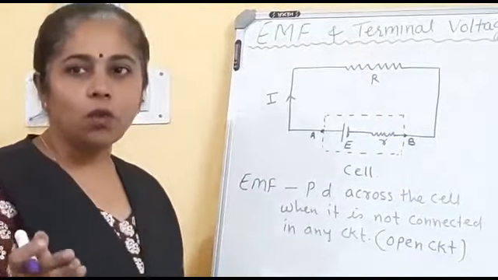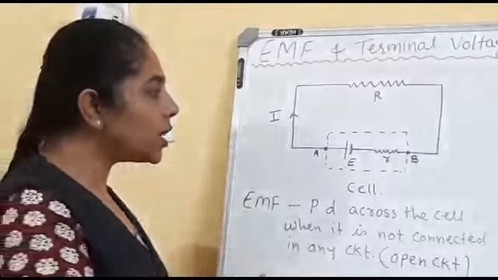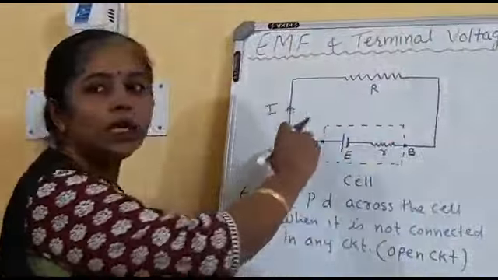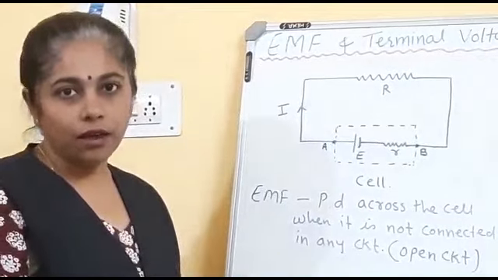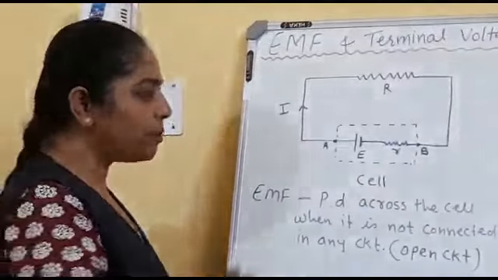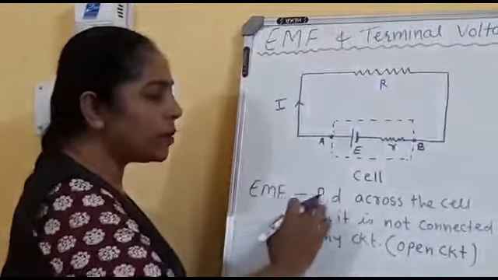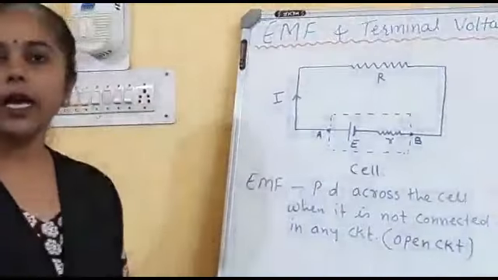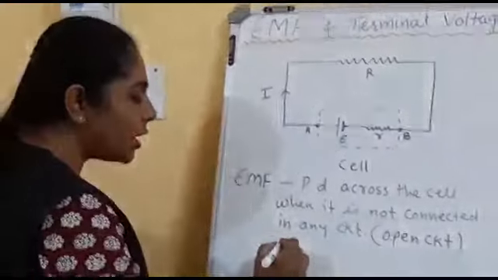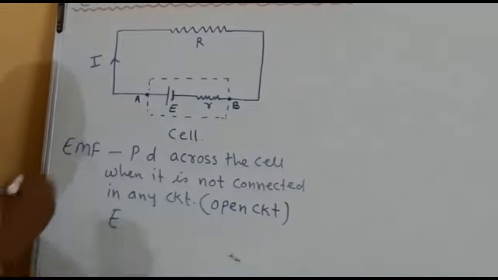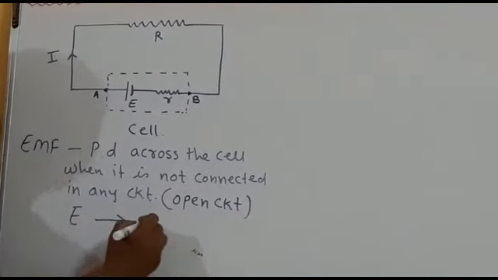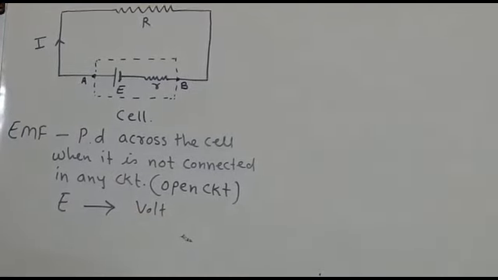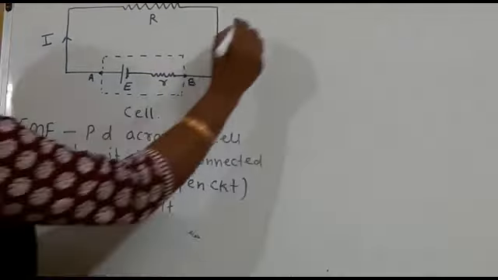Actually, EMF is work done to move a charge to complete one cycle. That is EMF. But in the definition, we write the potential difference across the cell when it is not connected in any circuit. It is denoted by capital E. Since it is a potential difference, its unit is also the same, that is the volt. Now we will move towards the terminal voltage.